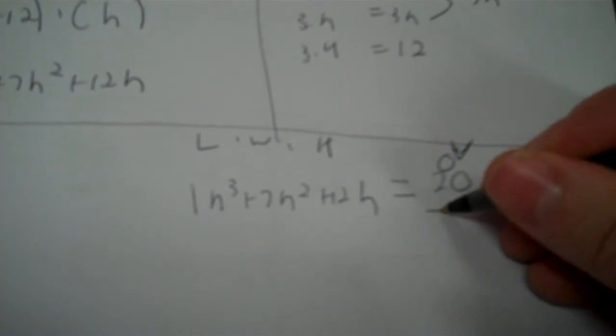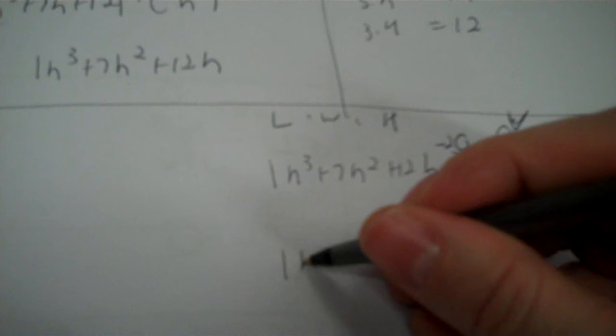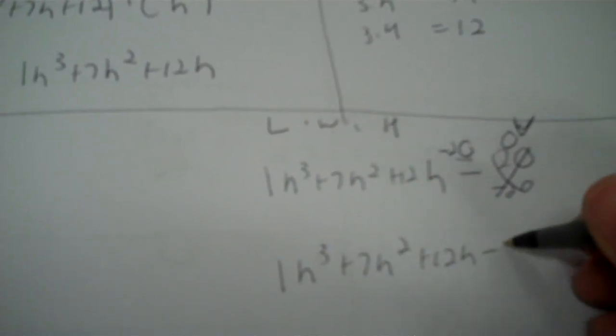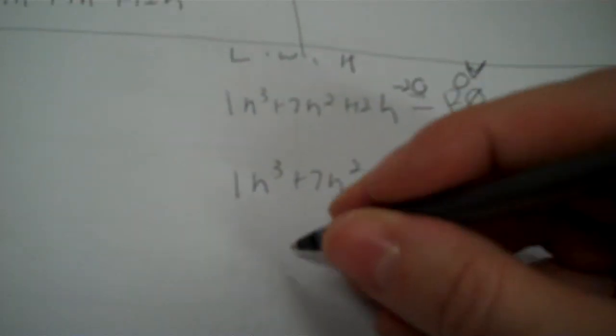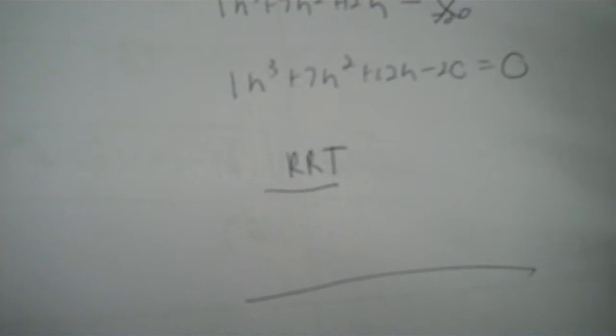Now there are 3 roots. There's also other H's not to the third, so we have to get this 20 out of here. And now I have 1H to the third plus 7H squared plus 12H minus 20. But I can't do the quadratic formula because there's more than 3 terms. And I really don't want to set up the grouping method, so how about I use the rational roots theorem?